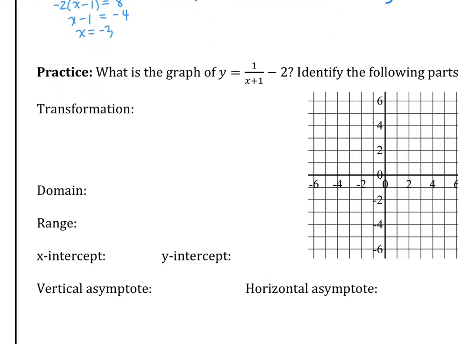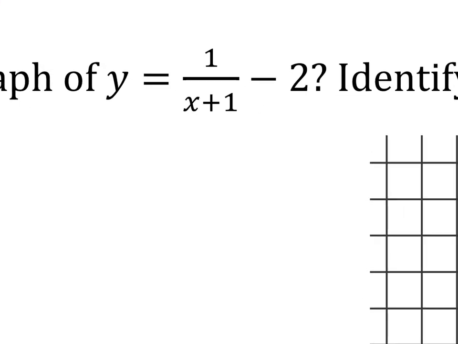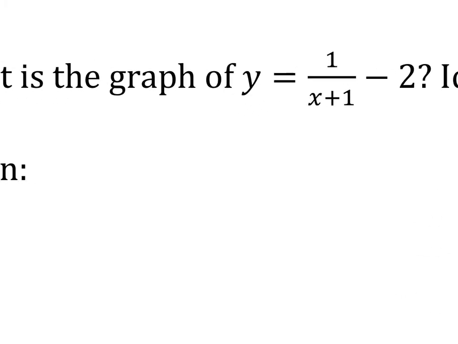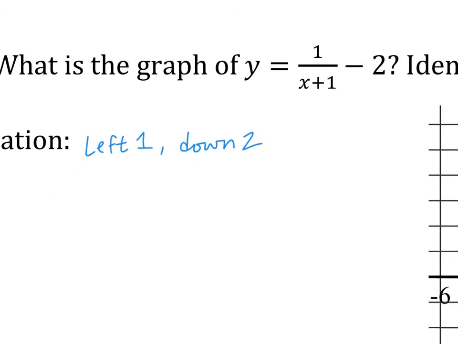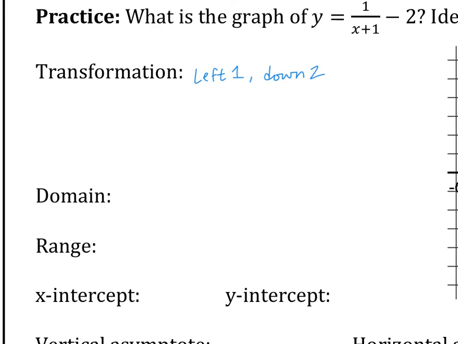Okay. All right, next one. Let's try this one together. What is the parent function again? Let's see. 1 over x. What is the transformation? Left 1, and then down 2. Okay, so this one's pretty easy. There are only 2 transformations. And like I said, it's much easier if we just analyze the whole thing before we start graphing.